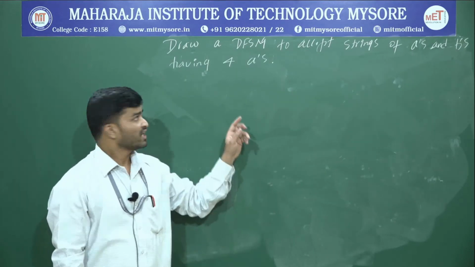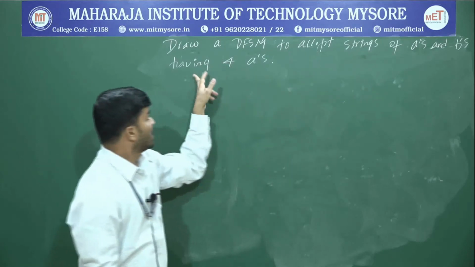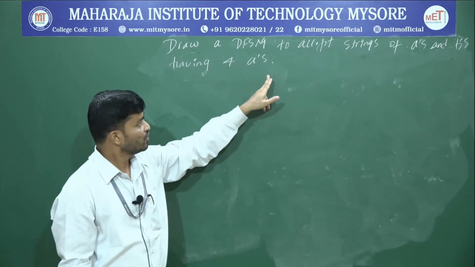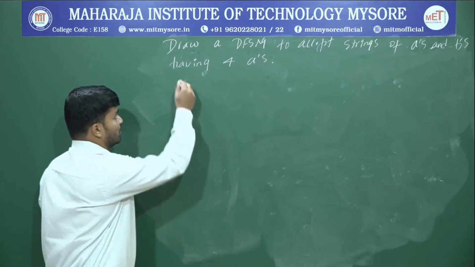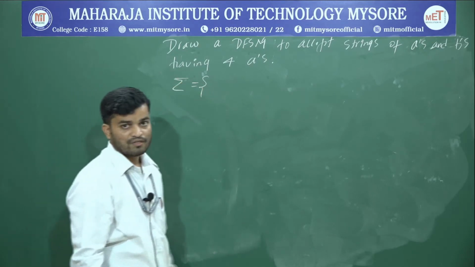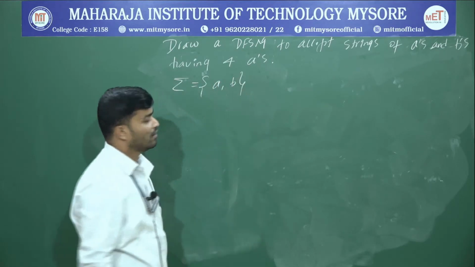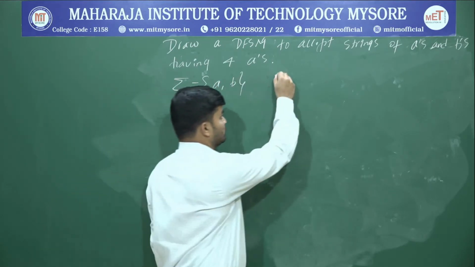So the next problem: draw a DFSM to accept strings of A's and B's having 4 A's. First, how to build a DFA? First you go with sigma. Sigma is strings of A's and B's. Therefore, it will become A comma B. Okay. So next you write the language.